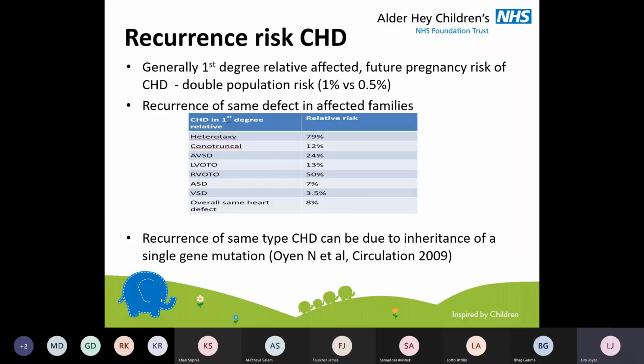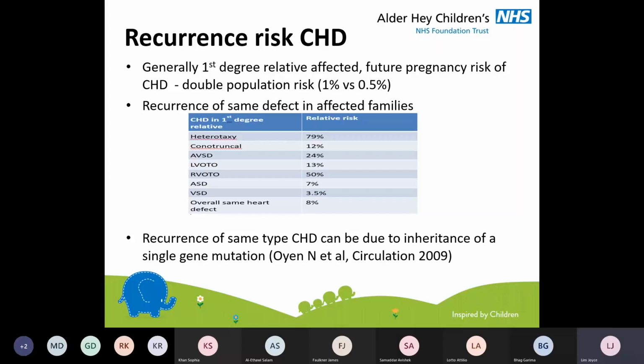So what about recurrence risk? This is a frequent question that parents ask us as soon as you make an antenatal cardiac diagnosis, and not infrequently in the postnatal diagnosis groups as well. Generally, if a first-degree relative is affected, then future pregnancy risk of congenital heart disease is double the population risk. So if the population risk is 0.5%, 1 in 200, it becomes 1 in 100, and it can range from anything as minor as a tiny hole in the heart to something as severe.